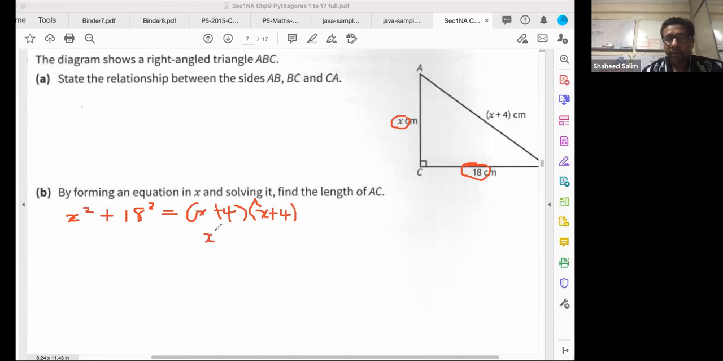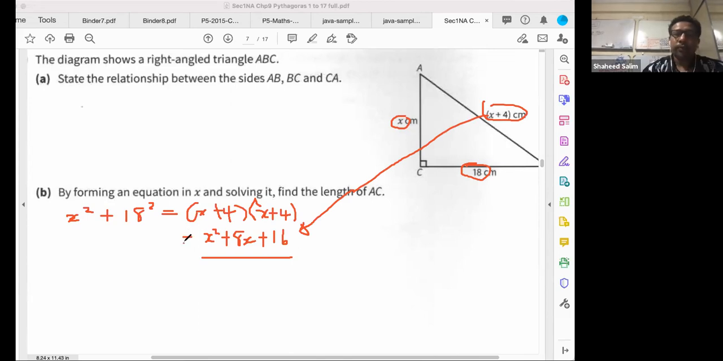Then what must you do? x times x is x square. Then x times 4 is 4x. 4 times x is 4x. So altogether 8x. 4 times 4 is 16. I'm going to simplify straight so that we have a neater result. So when you square this one, you will get this. Do you get this first? Yes, okay. Then x square, we leave it as x square.